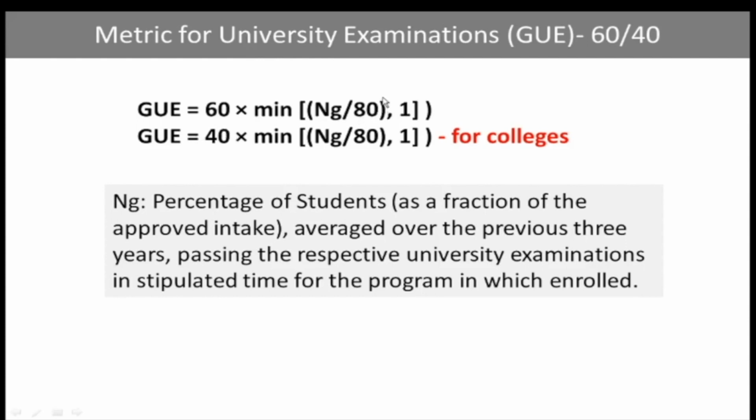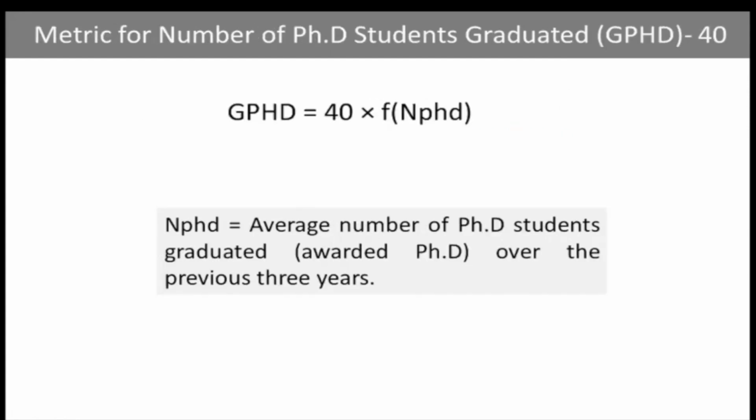Now, if you look at this formula, you would realize that what it expects is 80% of passing percentage. 80 is the passing percentage which is expected here. So if you get 80% or higher passing percentage, this ratio would come down to 1, and 1 multiplied by this factor will get you the maximum marks. So the institute should be looking for a passing percentage of 80 and above under this metric.